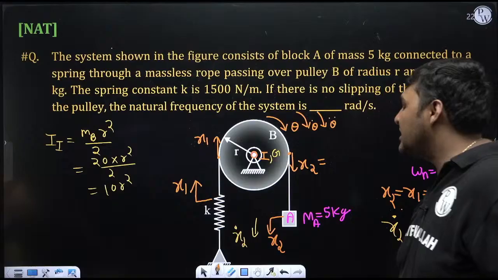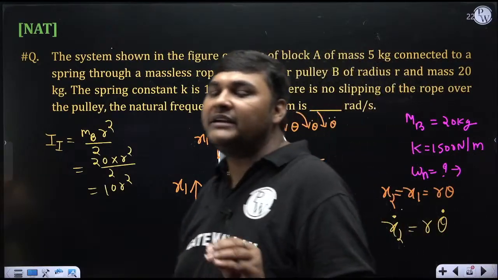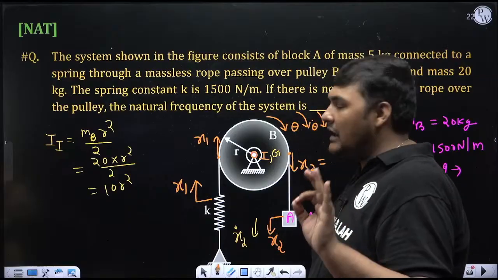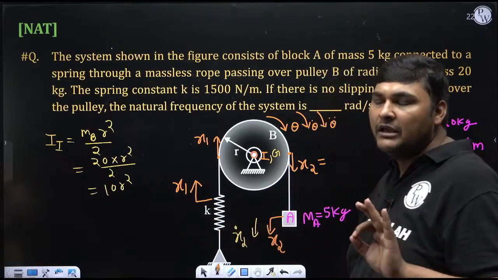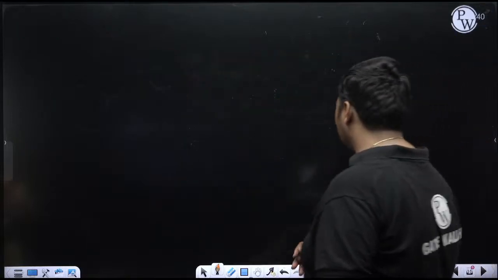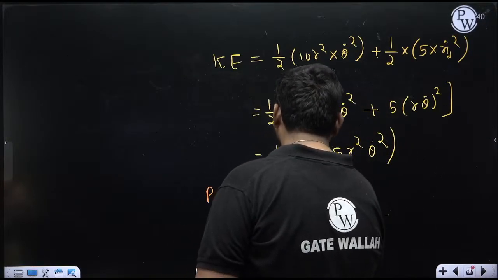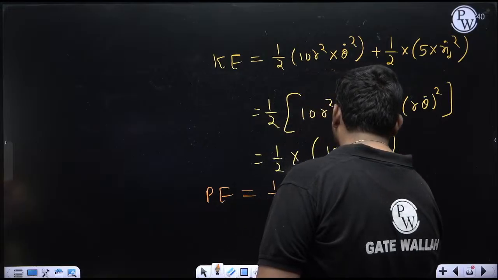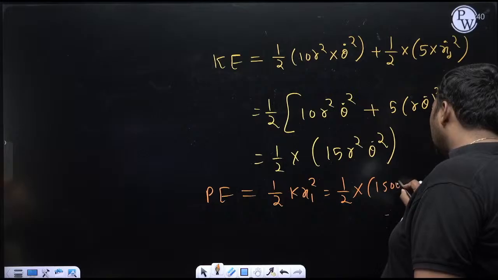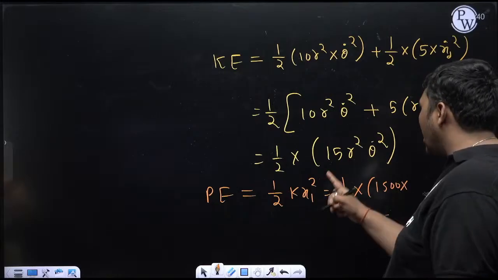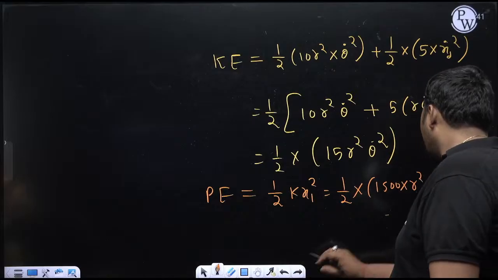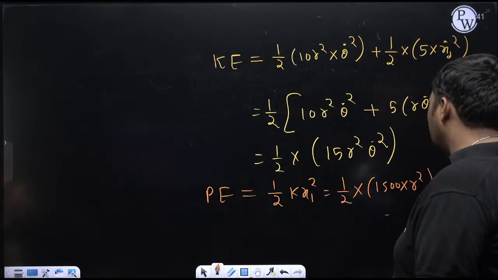Since there is no role of gravity in restoration, while writing the expression of potential energy, I will only write potential energy due to the stiffness of the spring. Here one spring is attached whose stiffness is K, and displacement of this spring from mean position is x1. So potential energy will be half k x1 square. Now half K is given, it is 1500 Newton per meter. x1 is r theta, so it will be (r theta) whole square, which means r square theta square. Clear?